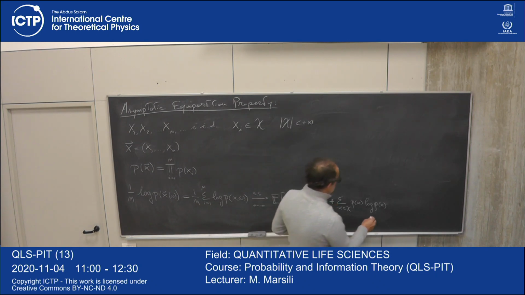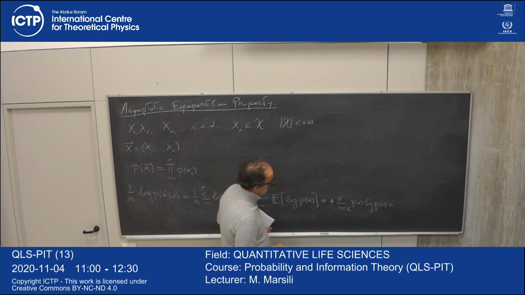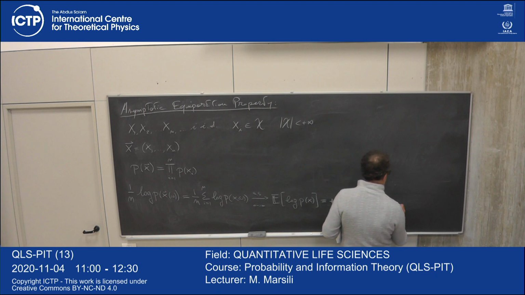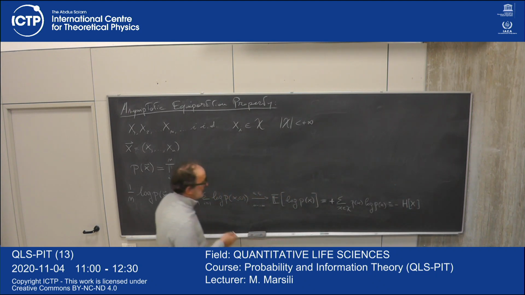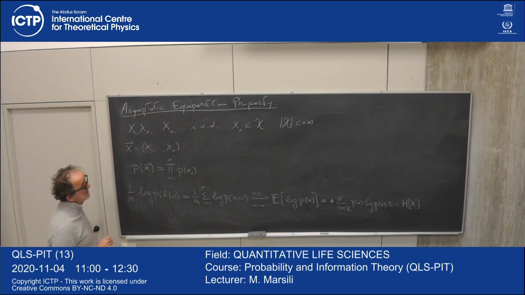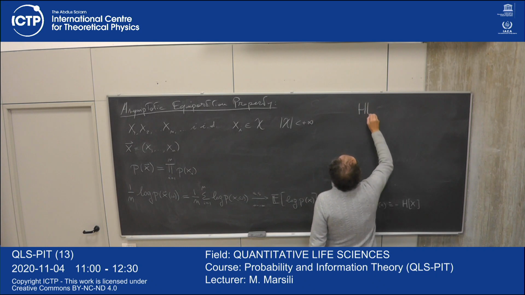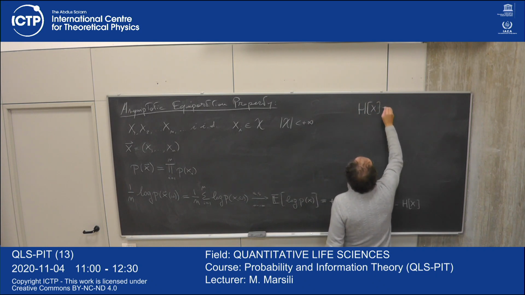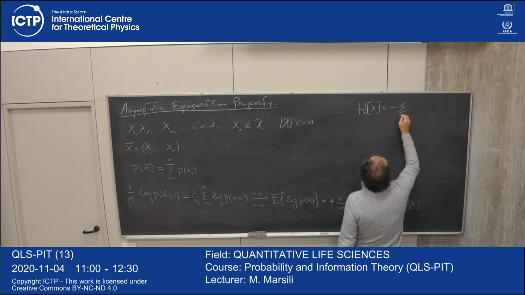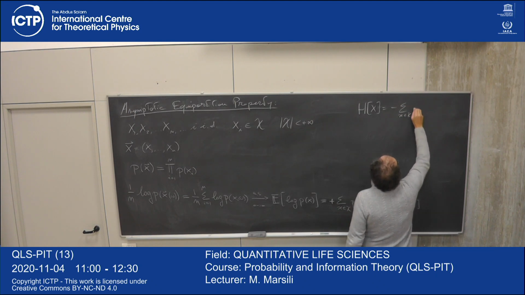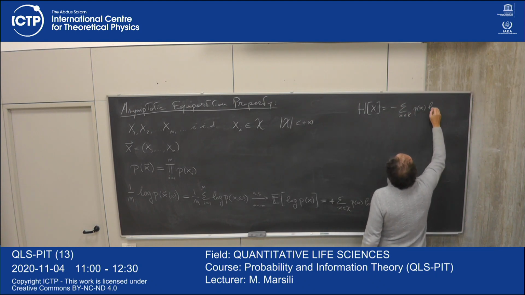This object has a name, and it's minus the entropy. This is the definition of the entropy of the random variable x. Okay, where the entropy of the random variable x, let me write it here, is minus the sum over all values of x, p of x, log p of x.